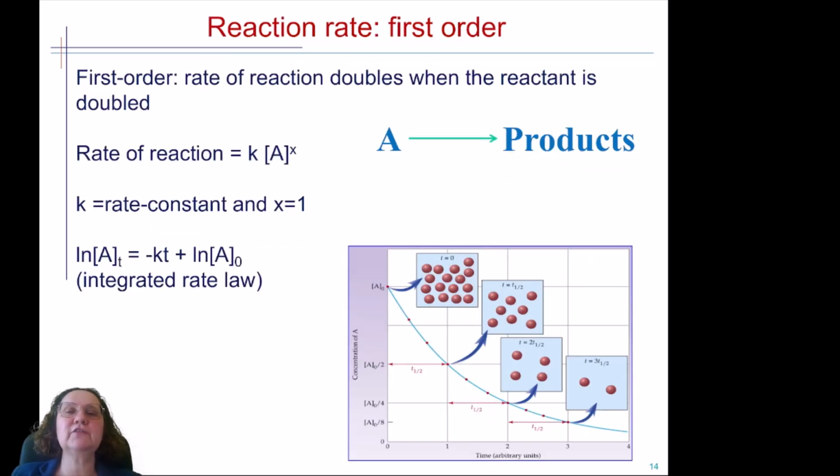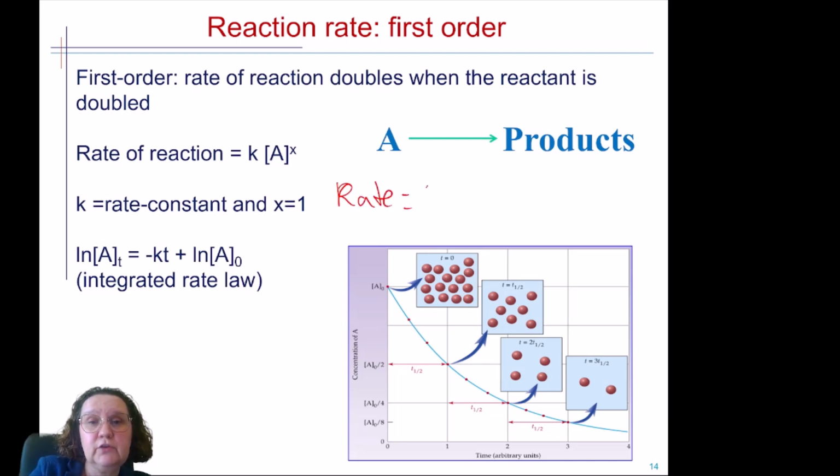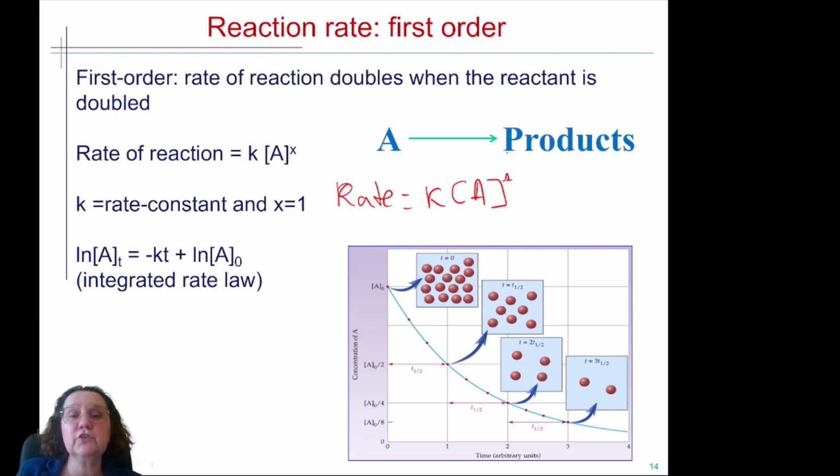Let's have a look now at first order reactions. A first order reaction is a reaction in which the reaction rate doubles when the reactant is doubled. The reaction rate for your equation is k, the constant that depends on each reaction and the temperature, times the concentration of the reagent to the power of 1. And this is what we're trying to represent here.